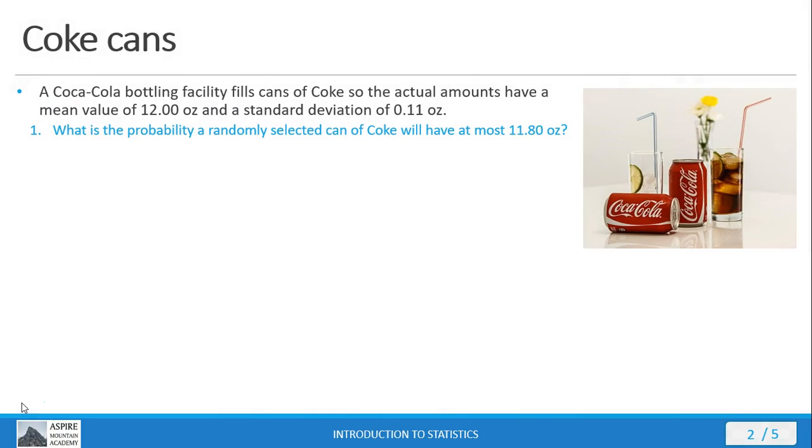So to start off with, let's look at a Coca-Cola bottling facility. This facility is filling cans of Coke so that the actual amounts have a mean value of 12 ounces and a standard deviation of 0.11 ounce. So the question we're asked is, what is the probability that a randomly selected can of Coke will have at most 11.8 ounces? Go ahead, stop the video here, get into StatCrunch, work this problem, and then come back and we'll see how well you did.